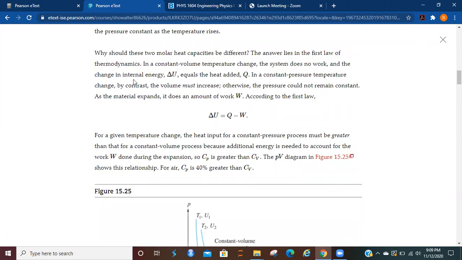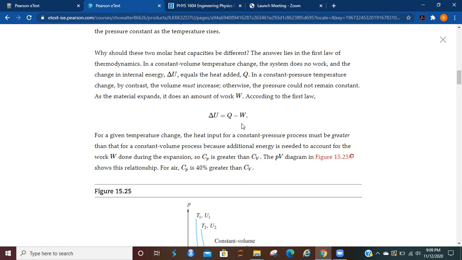So if we've got a constant volume temperature change, the system does no work, and the change in the internal energy is going to be equal to the heat that's added, Q. In a constant pressure temperature change, by contrast, the volume must increase. Otherwise, the pressure would not remain constant.